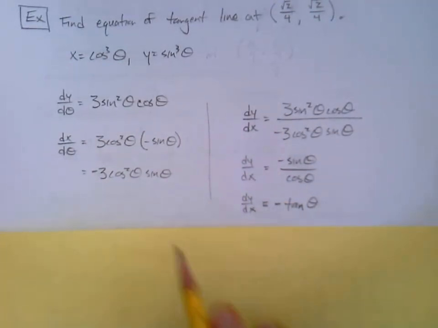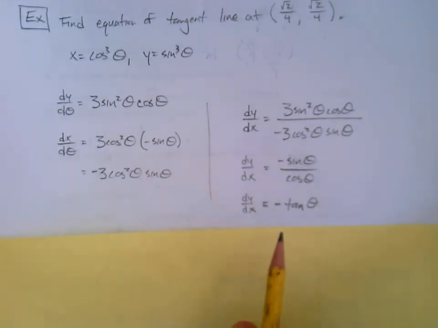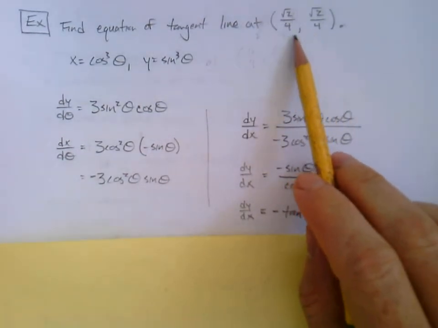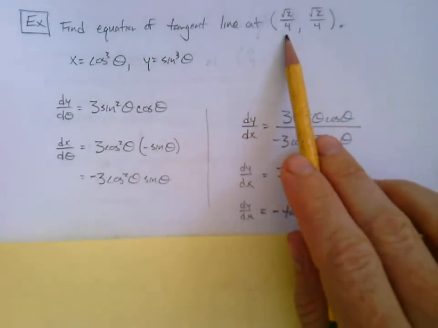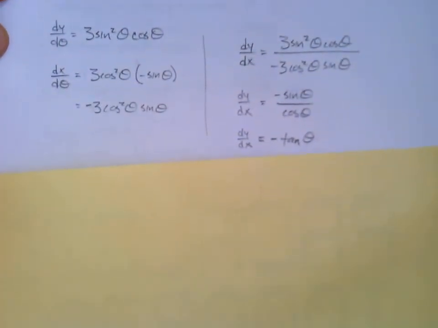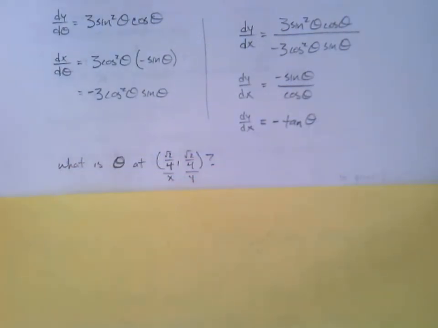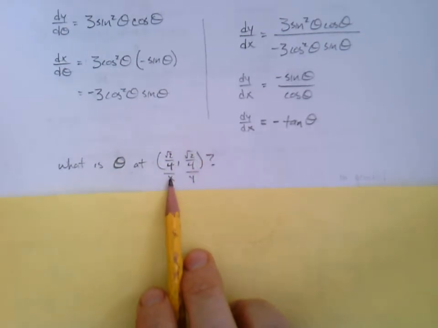So we've got the derivative. No big deal there, some nice cancellation. Now, in order to get the slope of our tangent line, we need to plug in a value of theta. But here's the thing. The point is an xy point. They didn't tell us the value of theta that goes along with that x and that y. We're going to have to figure that out on our own. That's the newness here more so than the derivatives. What is theta at that point? Root 2 over 4, root 2 over 4. That's my x and my y.